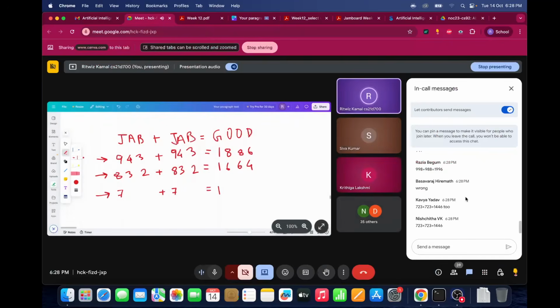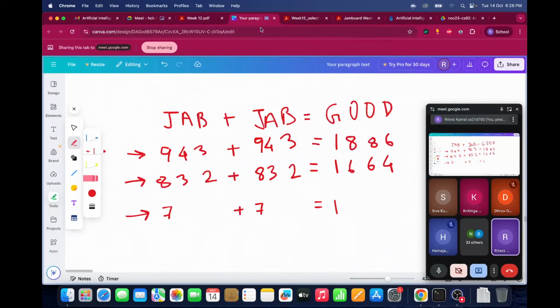723 plus 723 is a suggestion that I see. Let's write that down. That will give us 1446. Okay, this also seems like a valid solution. So all these three are valid.